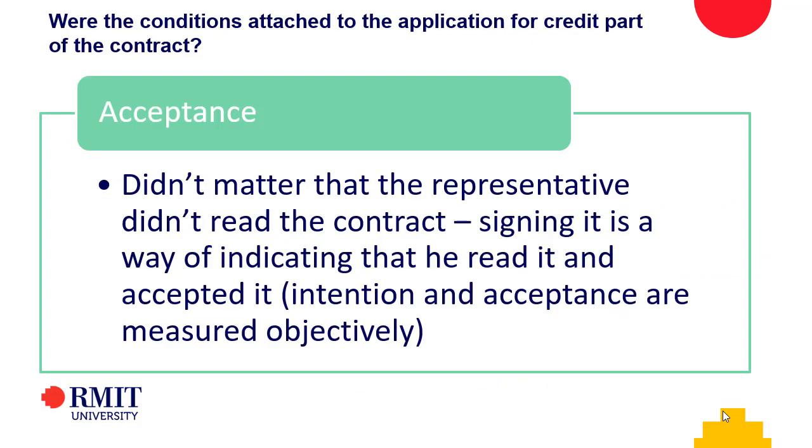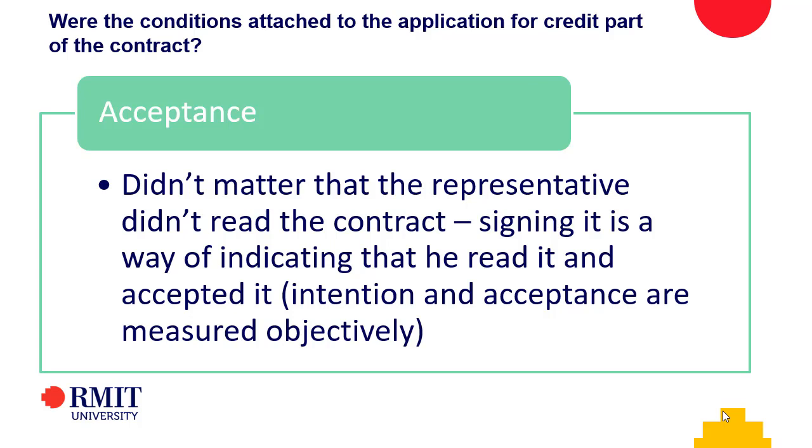So we end up with a couple of different issues. This is a really good illustration of the state of the law of contract generally, around the question of acceptance. The big question in this case was whether the conditions on the application for credit were part of the contract or not. In particular, clauses 5 and 6, the exclusion clause and the agency clause.